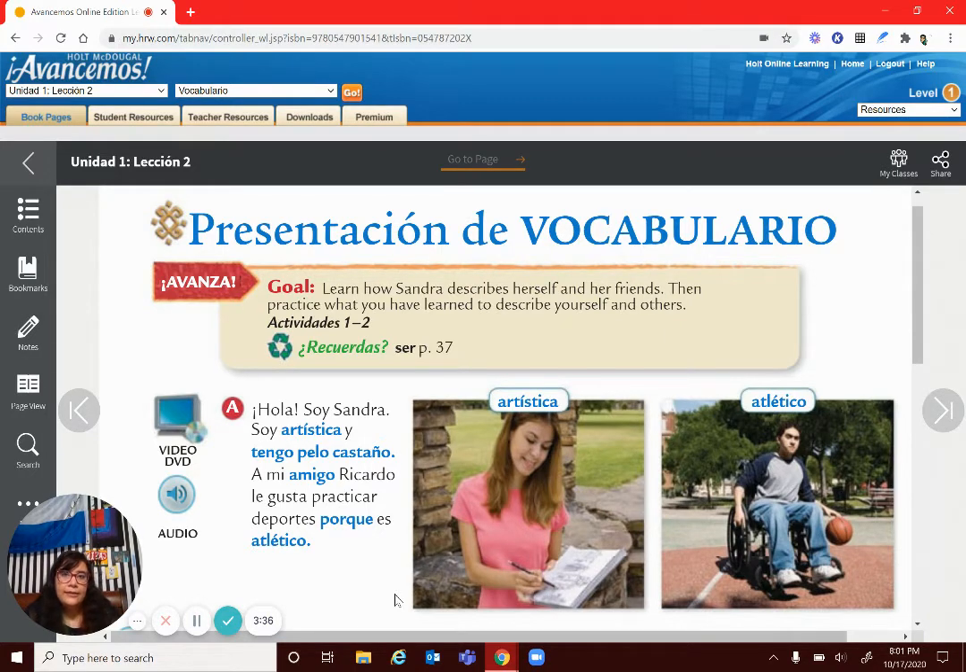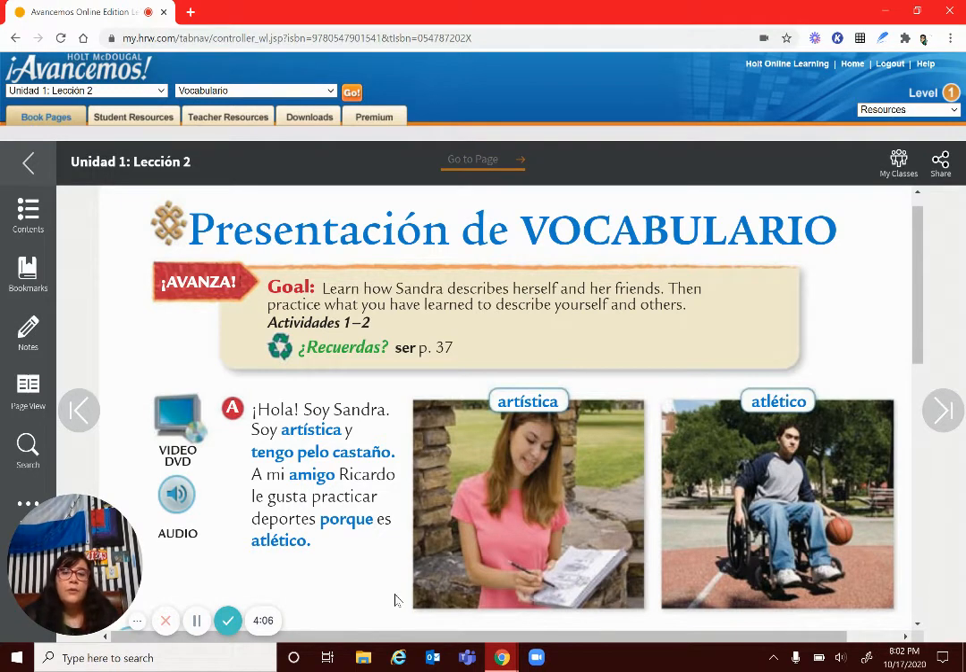So for example, artística, which is on top of Sandra's picture, and atlético on top of Ricardo's picture, you will see them spelled differently depending on who they are using the word with. So for example, artística fits Sandra because it's spelled with an A. If a word, in this case an adjective, because that's what we're focusing on for this unit, is spelled with an A, it means that you're describing a girl or someone that goes by the feminine pronoun. If you have an O, you'd be talking about masculine.